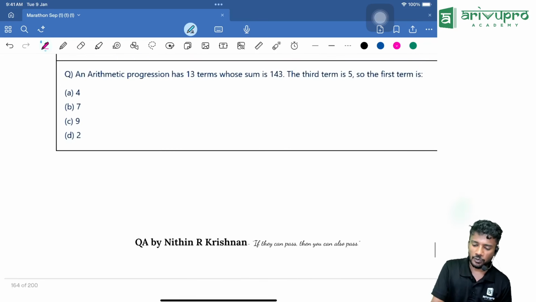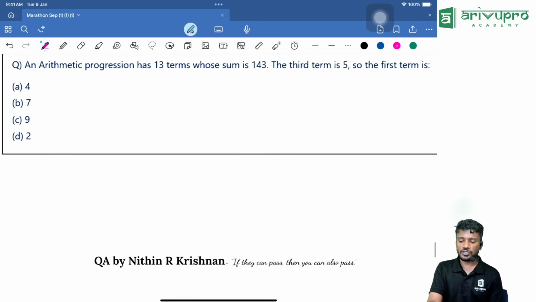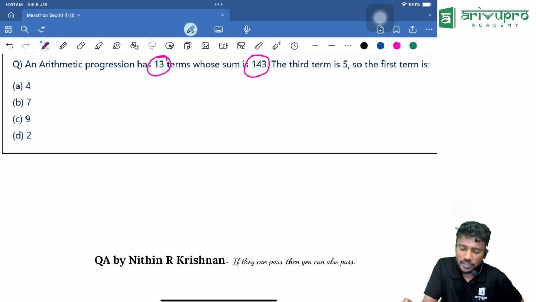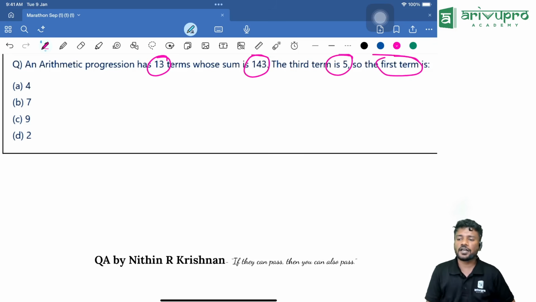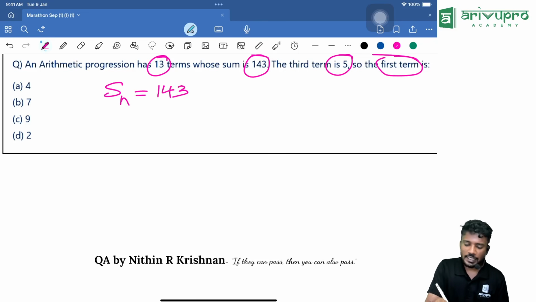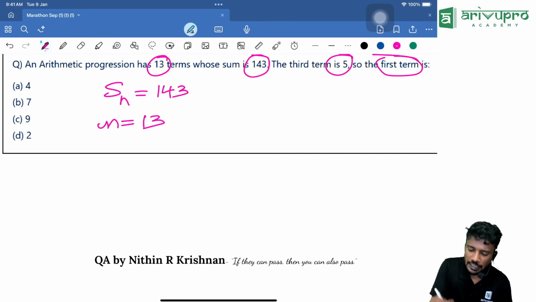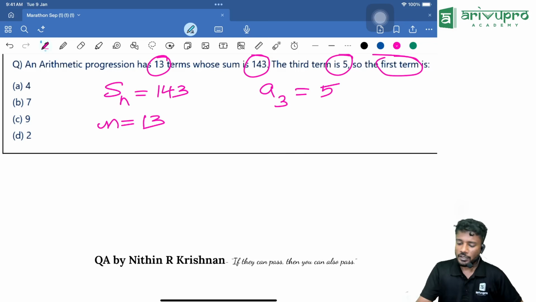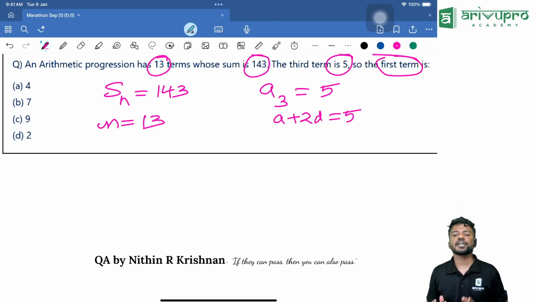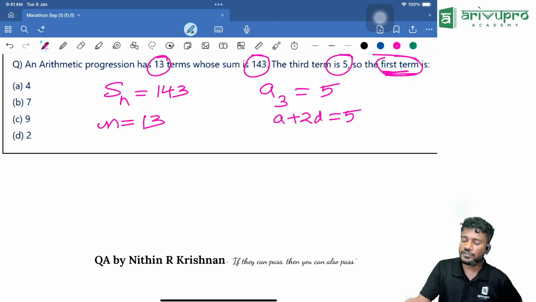Now, get me the answer for this. An arithmetic progression has 13 terms whose sum is 143. The third term is 5. The first term is how much is the question. So, Sn is given. Sn is how much? 143. Then n is 13. Then A3 is given. How much is A3? 5. That means A plus 2D is equal to 5. We need to find the value of the first term, that is A.